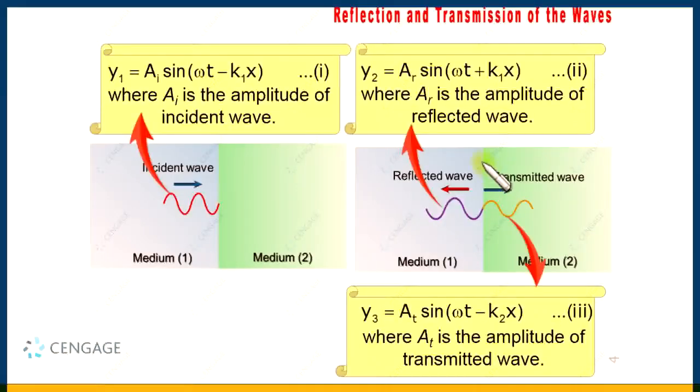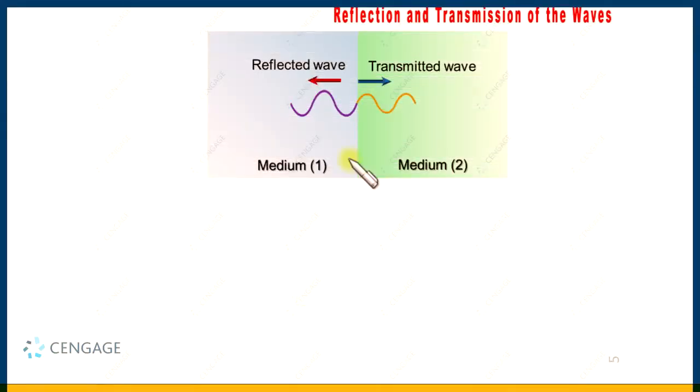Okay. Now, let us consider that the incident wave is reflected at x = 0. That means the x coordinate of this boundary is x = 0. X = 0 is taken only for simplification of the calculation. Okay. And you know, in medium 1, we have the two waves.